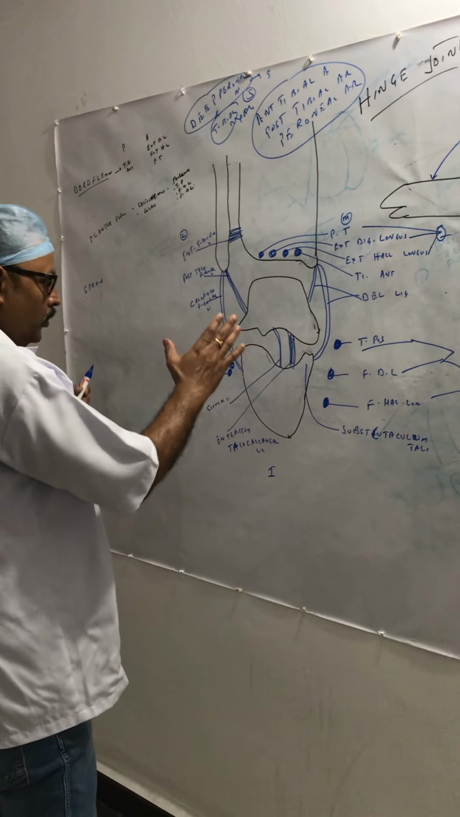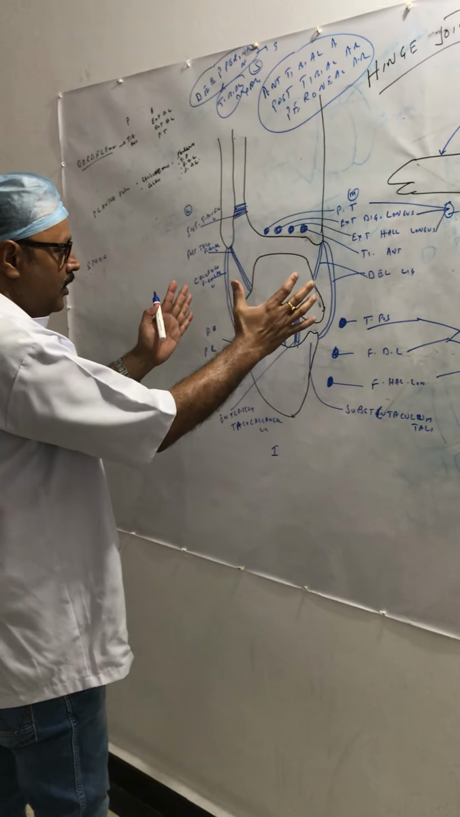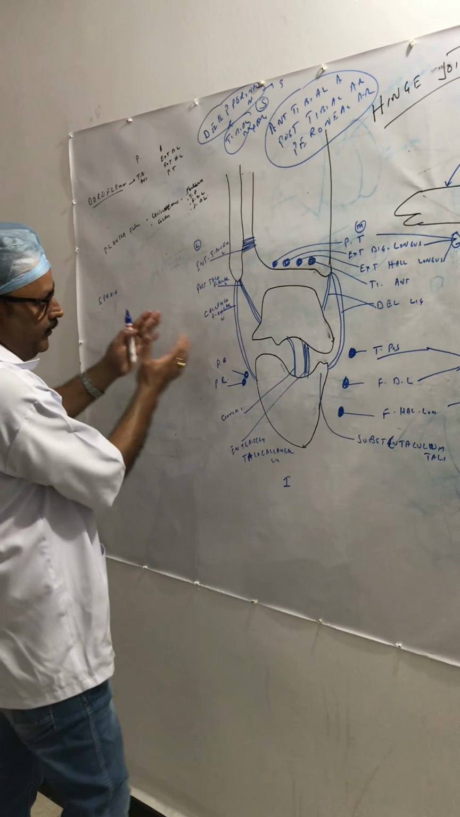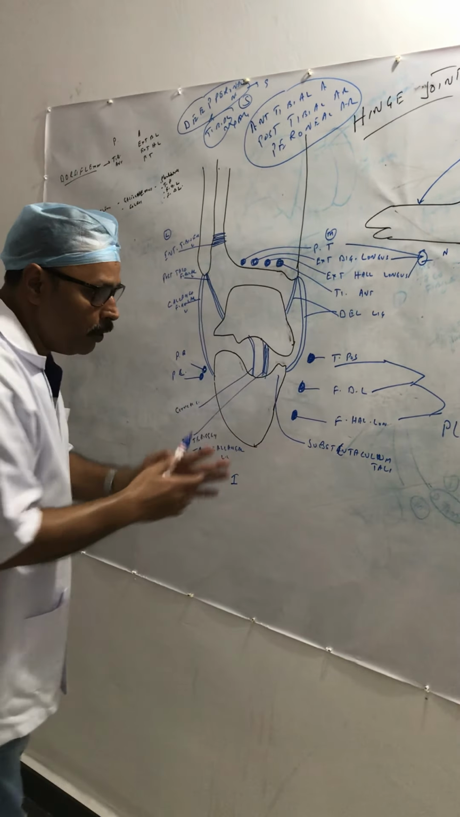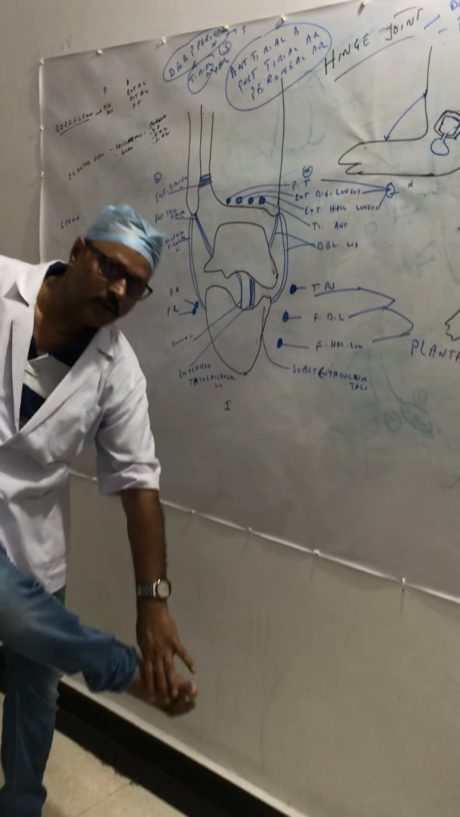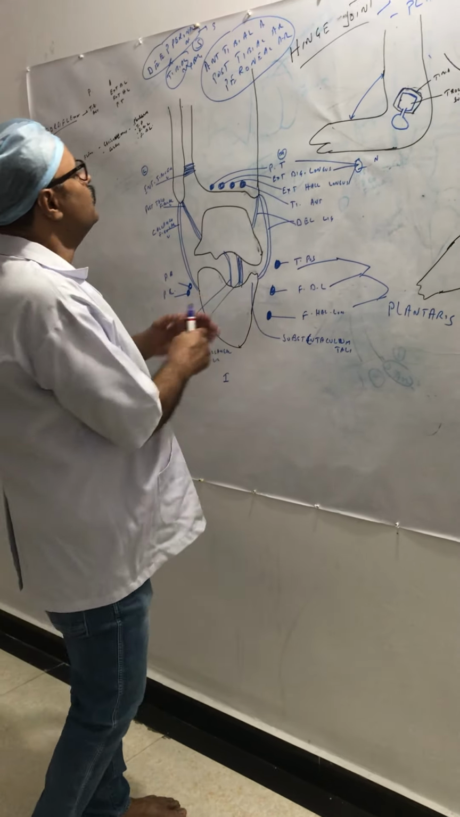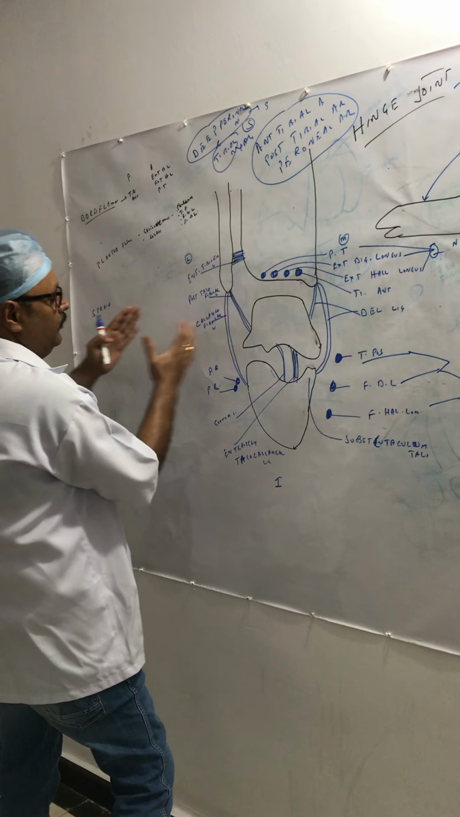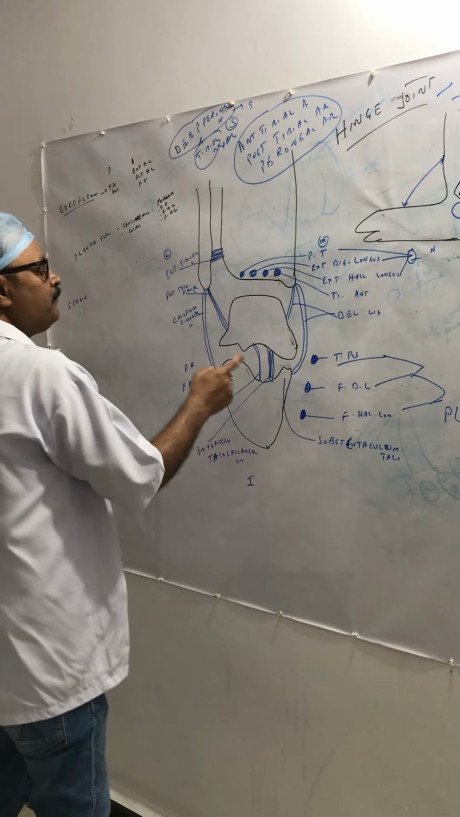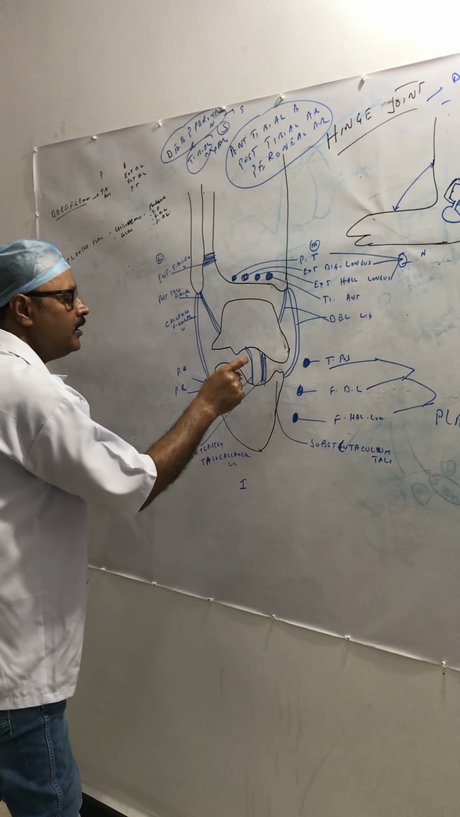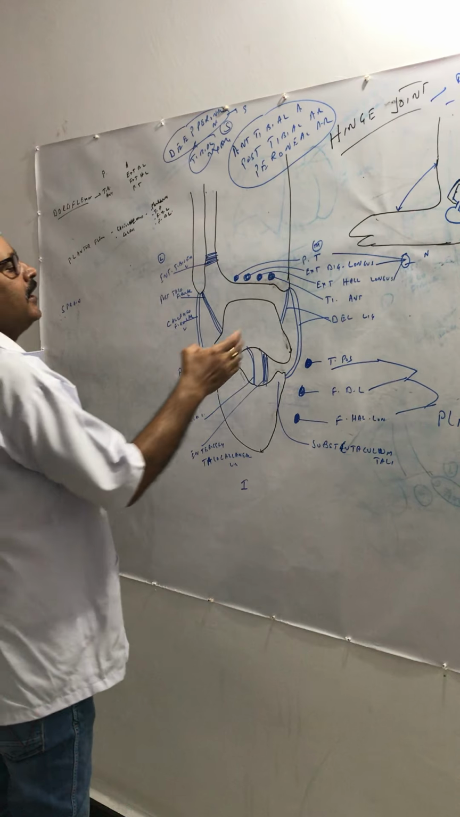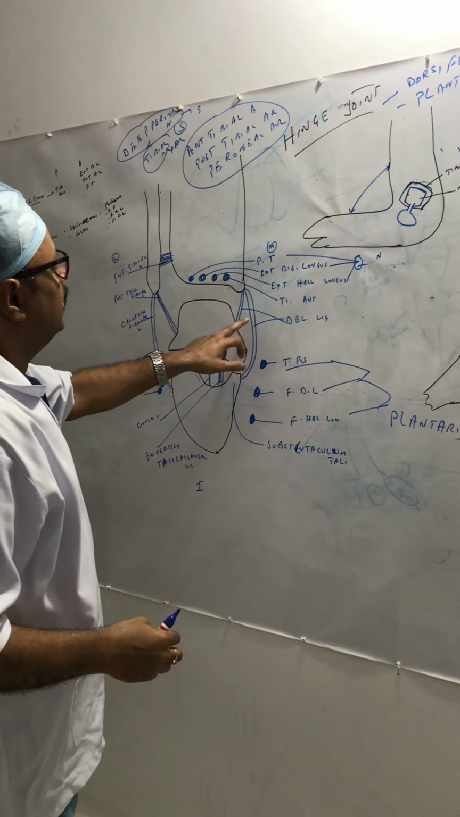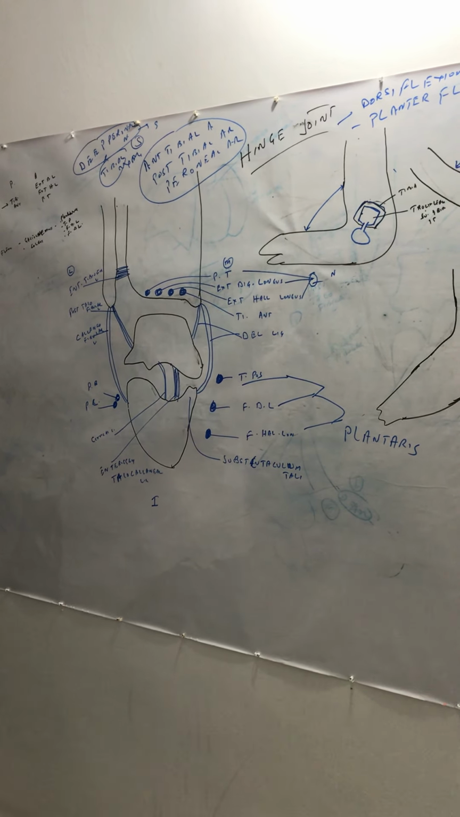So what happens when we do abduction? The foot is moving away from the medial end and moving towards the lateral end. The forefoot, meaning the distal part of the foot, is moving away from the midline towards the lateral side. So what will happen? This ligament will be turned first, and some part of the deltoid ligament will also get turned.